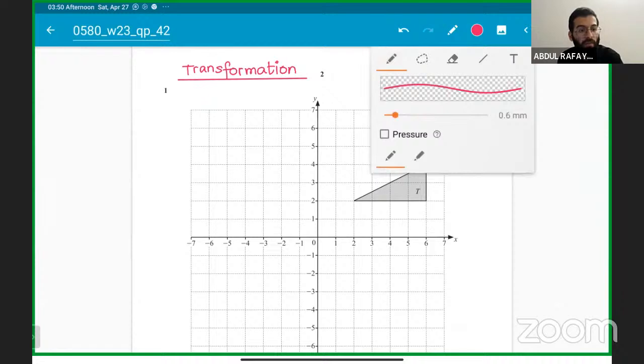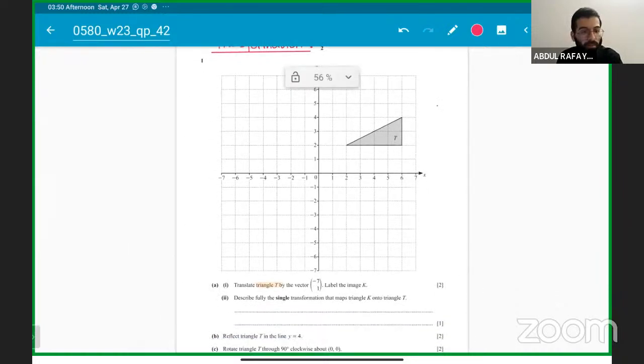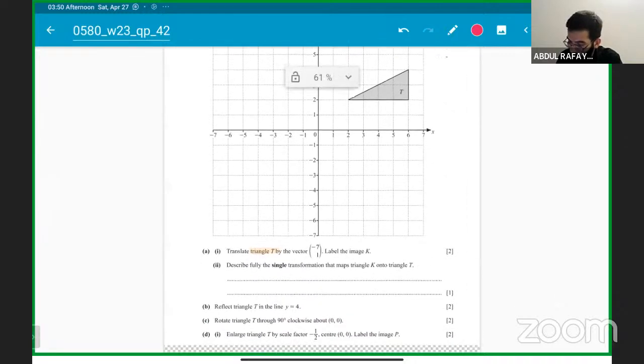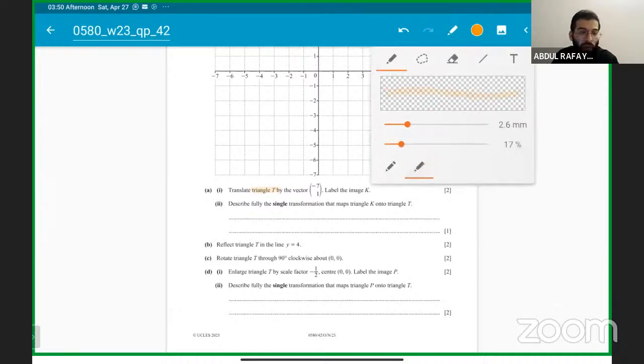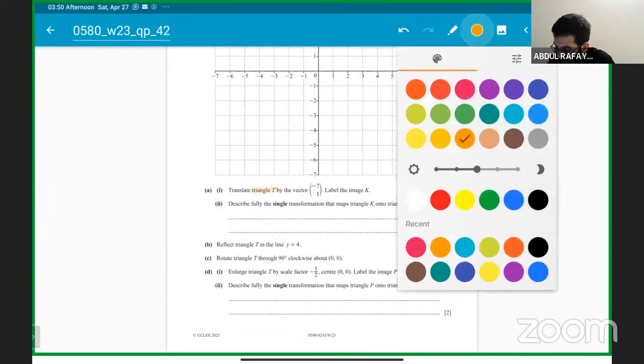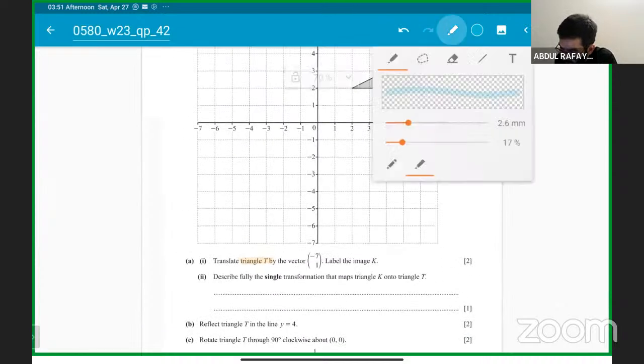So what is the first part that this question will talk about, transformations? Everyone can hear me, right? It's a huge question, for 2, 4, 6, 8, 10, 11 marks. So almost 11 marks they have tested transformation. So let's try to solve it quickly.